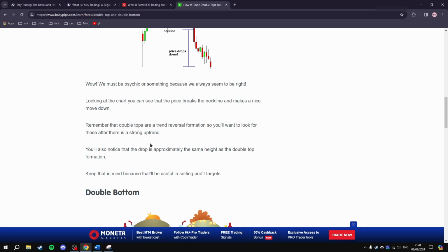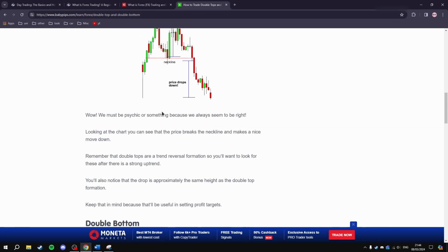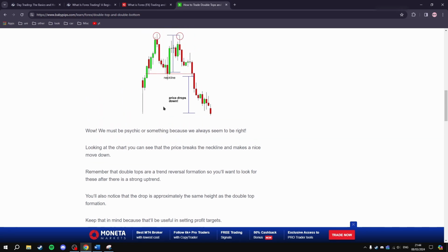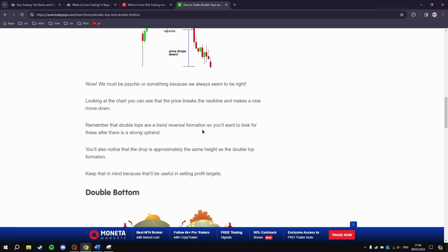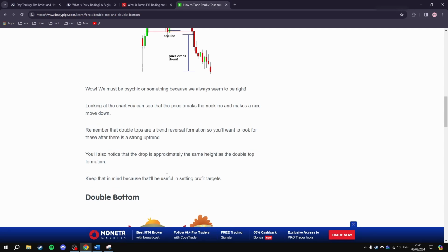You also notice that the drop is approximately the same height as the double top formation. So this length here is going to be pretty much the same as this length here. Keep that in mind, because that will be useful in setting profit targets.